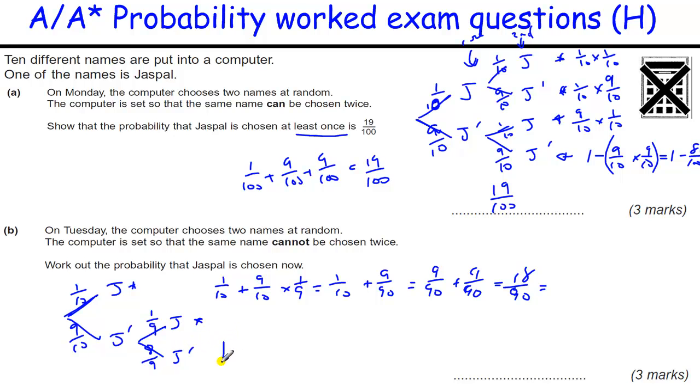Or we could do 1 minus this possibility, which is the one where Jaspal doesn't get chosen, which is 1 minus 9 over 10 times 8 over 9. That's a slightly easier question to work out. It still gives you the same answer.